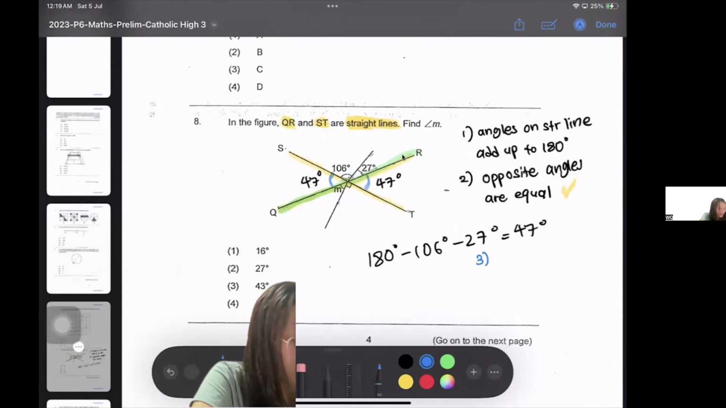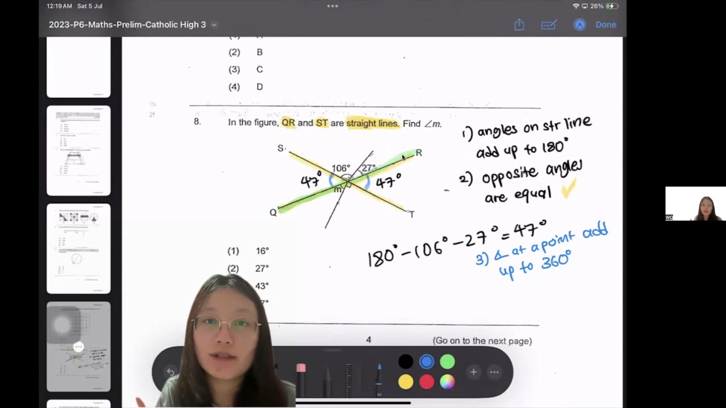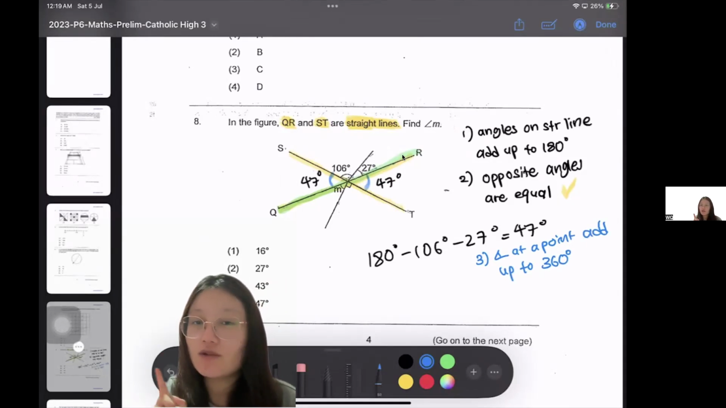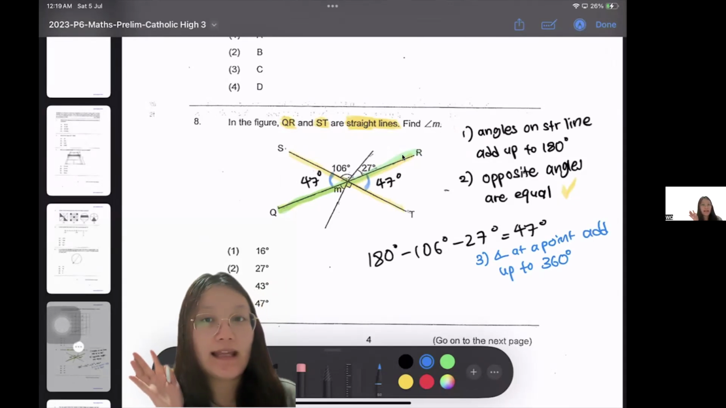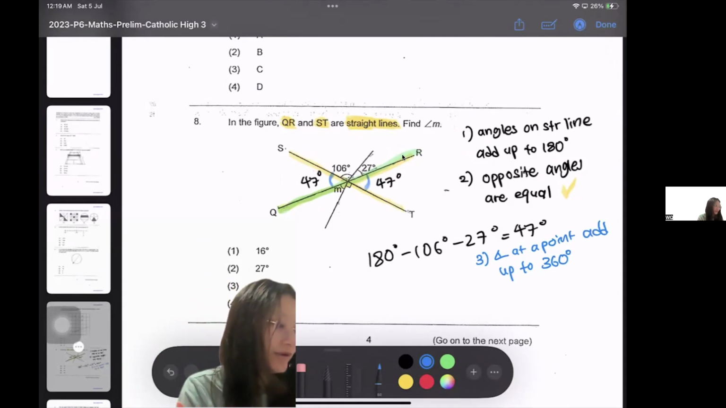Okay, let's look at property number 3. Angles at a point add up to 360 degrees. Okay, so let's make use of this property. So 360 degrees, we have all the other angles around the point. We can take 360 minus all angles that we have around the point except for M. And if you minus all the other angles, you will be left with only M. So that is what you're looking for.